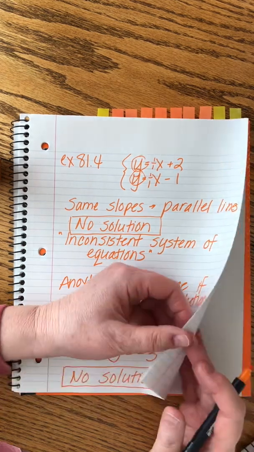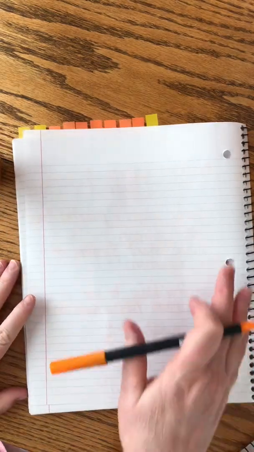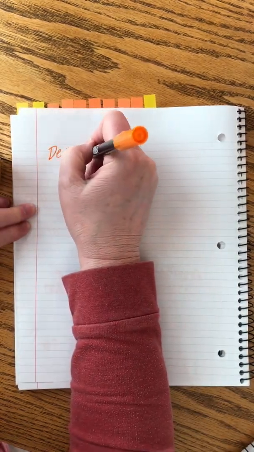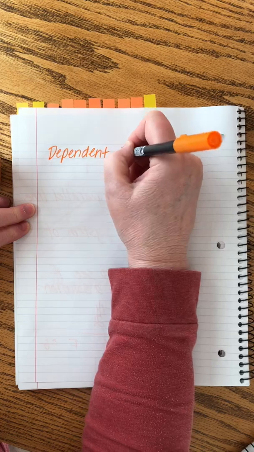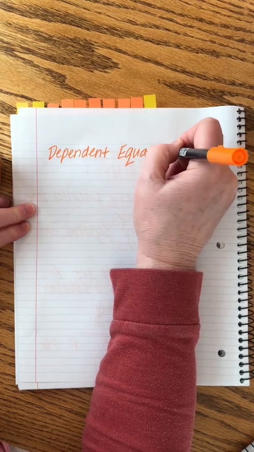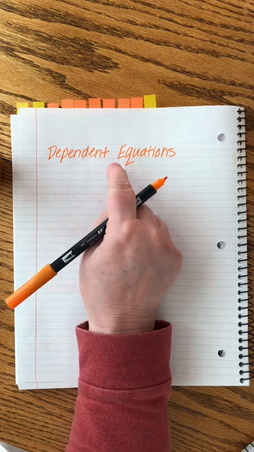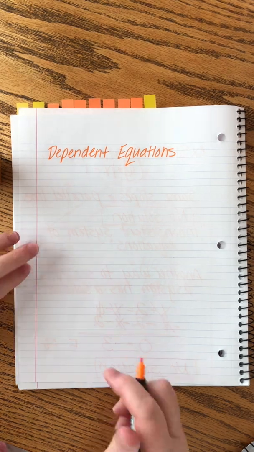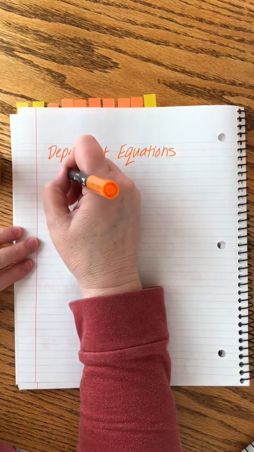We're going to learn another fancy phrase. This time, rather than talking about inconsistent equations, we're going to talk about something called dependent equations. And again, we could also call this a dependent system of equations if we wanted. Two expressions that mean the same thing. And here is our example.